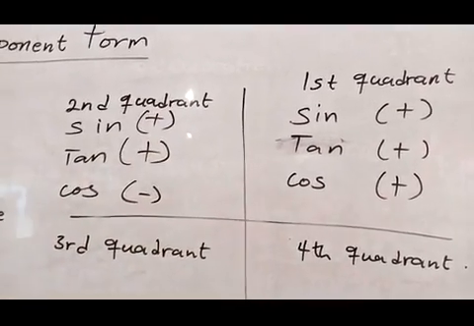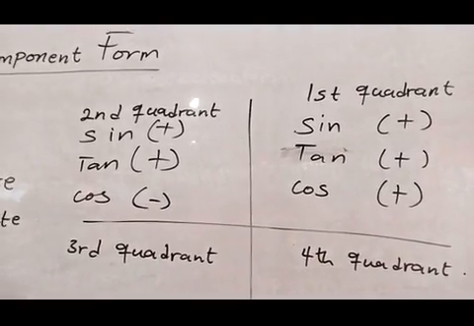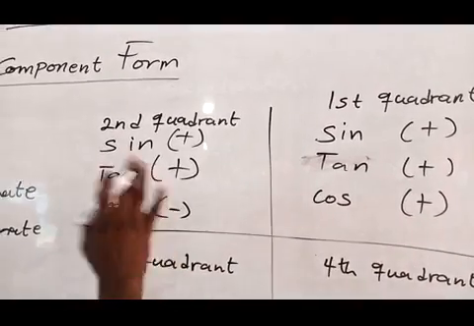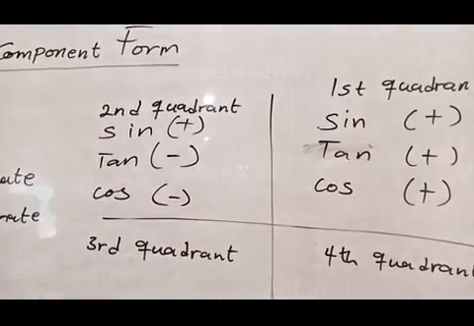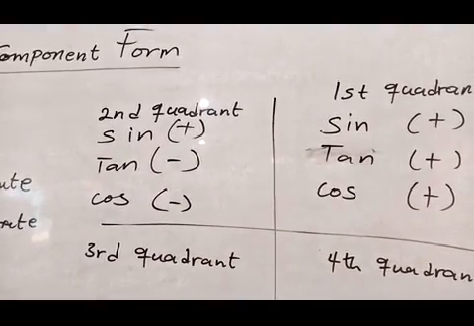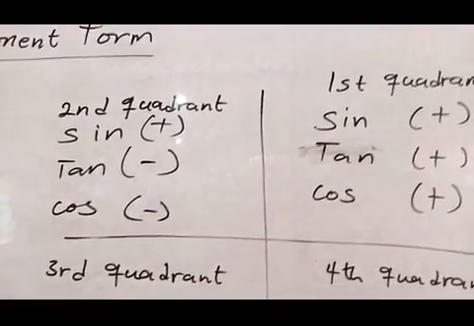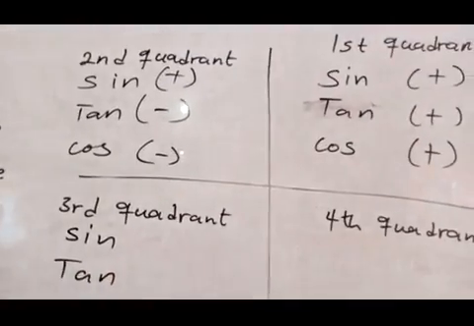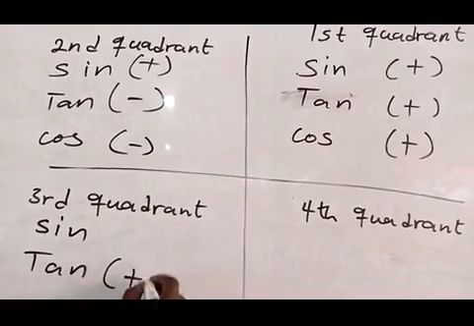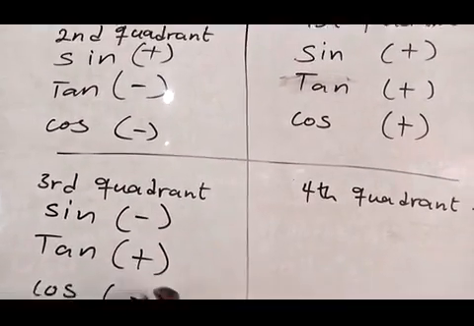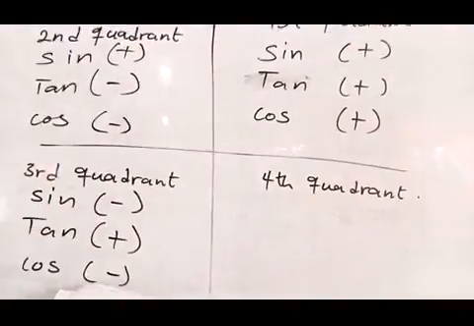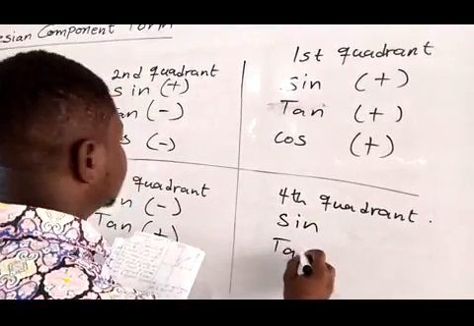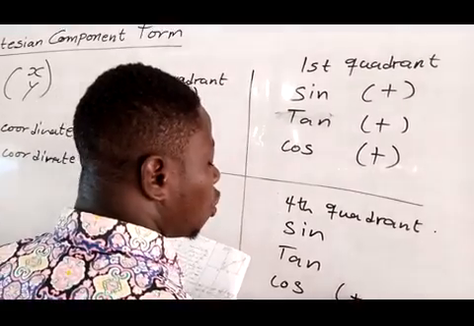When we come into the third quadrant, only tan is positive. The rest are all negative. And we move on to the last quadrant, which is the fourth quadrant. Only cos is positive. The rest are all negative.